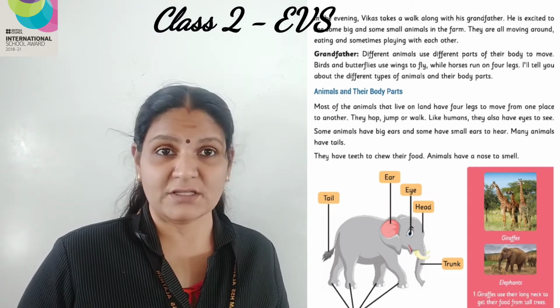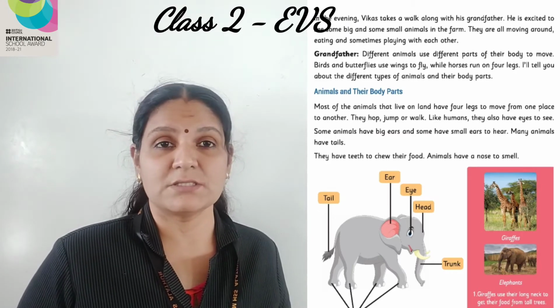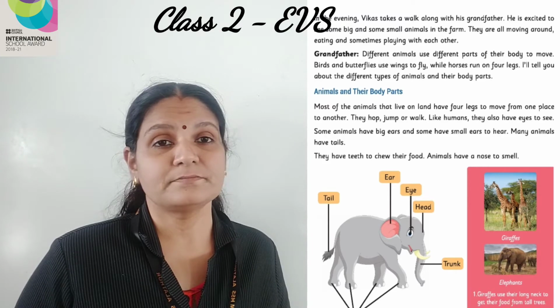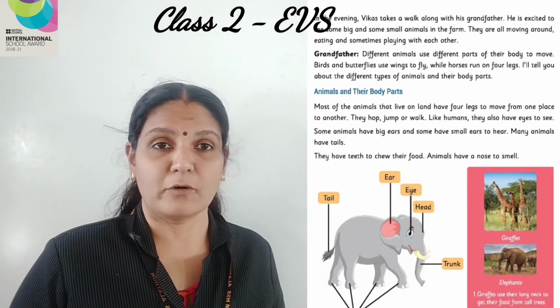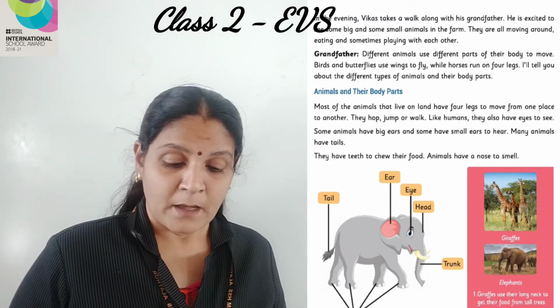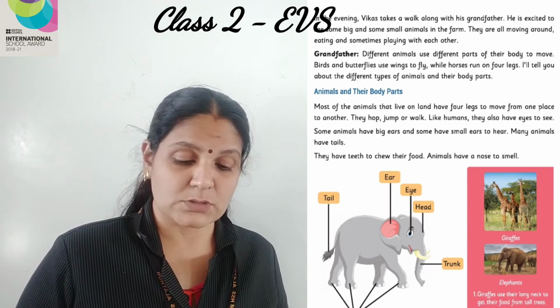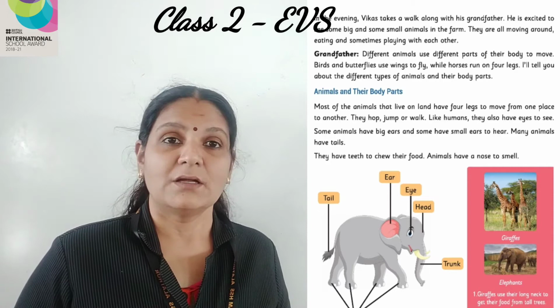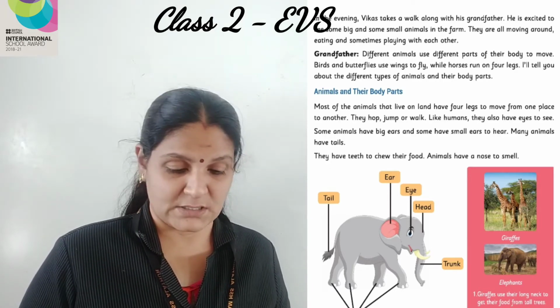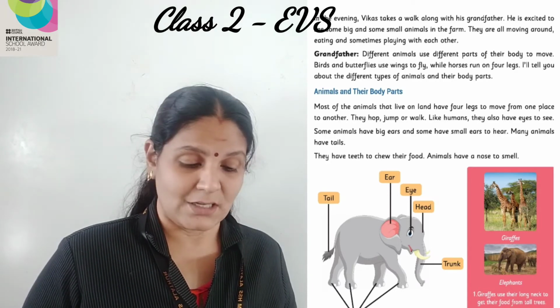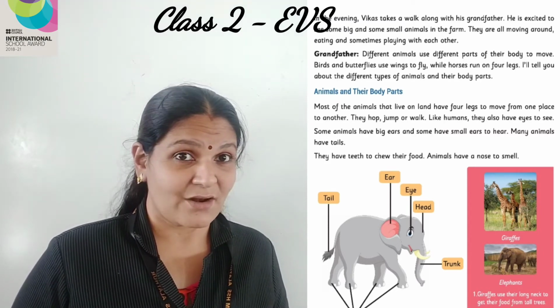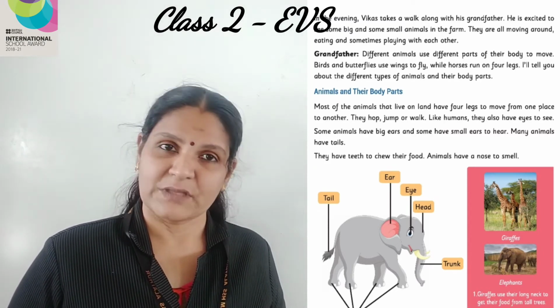So grandfather is telling that different animals use different parts of their body to move. Each animal uses a different part of the body to move. Birds and butterflies use wings to fly. So how do birds and butterflies move? They fly with the help of wings. While horses run on 4 legs. How is the horse moving? It is running with the help of its legs.